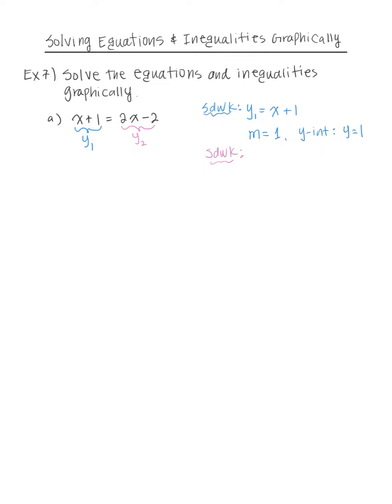So side work for y2, we're given y2 equals 2x minus 2. So here our slope is 2, and the y-intercept is y equals negative 2. Now let's graph them out.